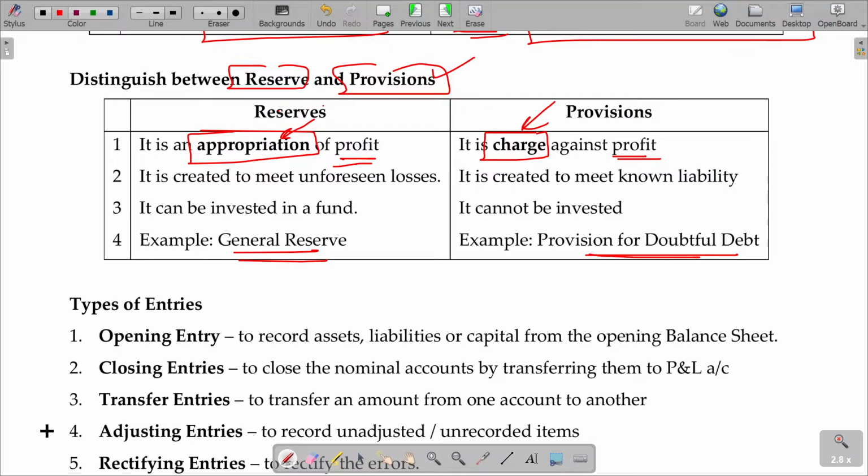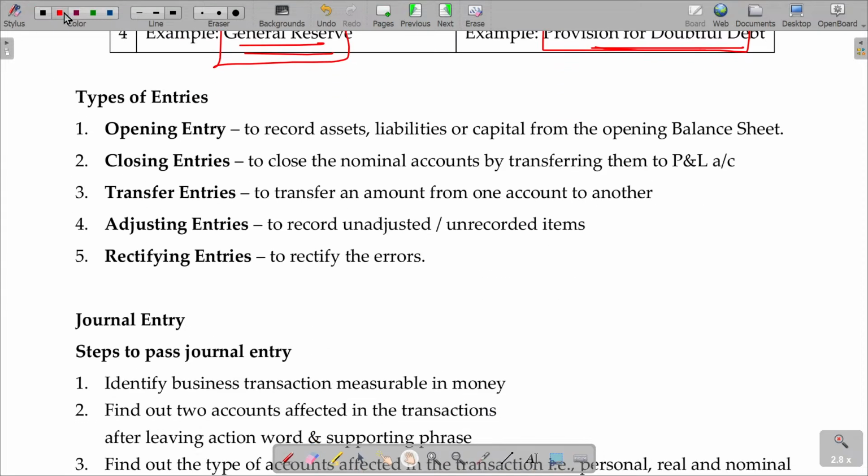You now understand the two terms, reserves and provisions. Provision is a charge, reserve is appropriation. Example for the provision being doubtful debts. Example for the reserve is general reserve. What are the types of entries you can pass? Opening entry, closing entry, transfer entry, adjusting entry, rectifying entry. So many entries are there. Currently, we have completed only transaction entries.